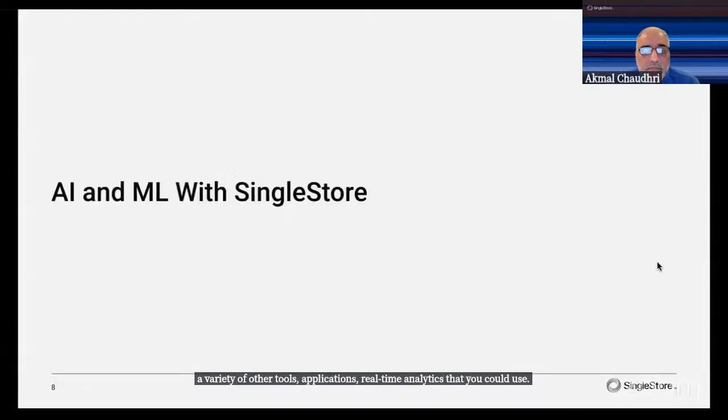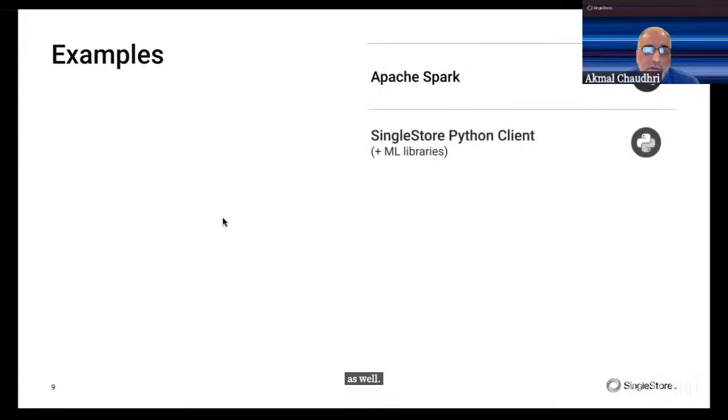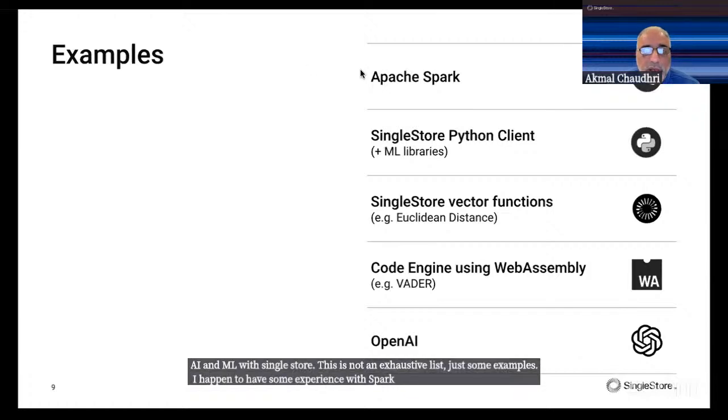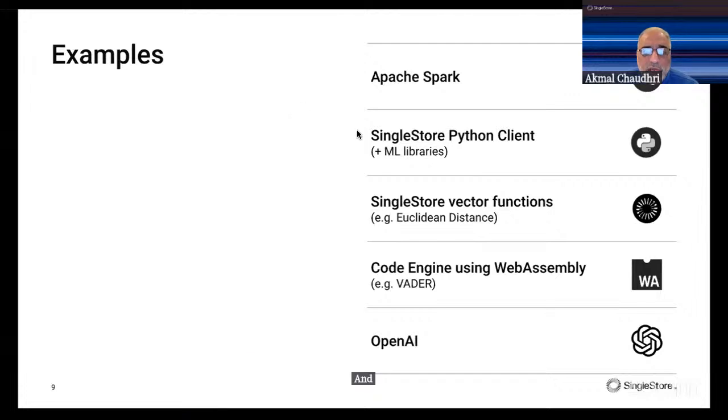well. All right, so some of the ways that you can use AI and ML with SingleStore. This is not an exhaustive list, just some examples. I happen to have some experience with Spark. I worked for Databricks in the past. And today we're very much going to use Python. We will use this dot product. Okay, today you'll see a little bit of that in the SQL code.